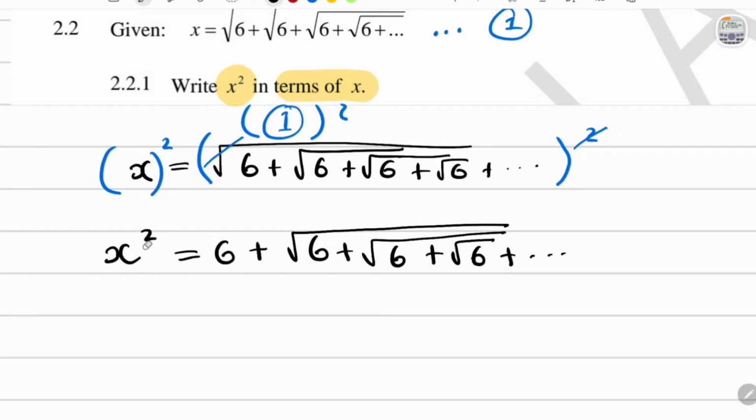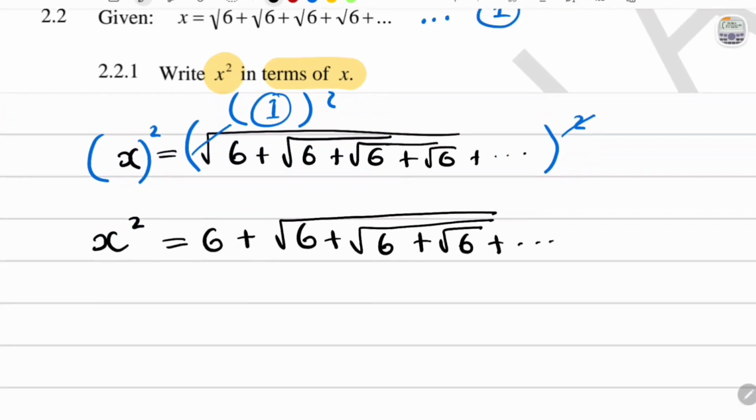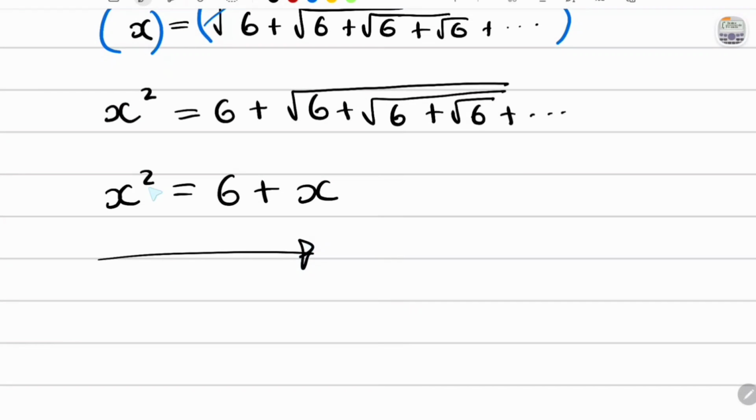Remember that they said write x squared in terms of x, right? We have that x squared part. That is the subject. But how can this be in terms of x? Do you remember that they told you that x is equal to the square root of 6 plus the square root of 6 plus the square root of 6? Where do you see that in this equation? That would be this part. That is the square root of 6 plus the square root of 6 plus the square root of 6 plus the square root of 6. It will keep going. So this is now x. So we can write this as x squared is equal to 6 plus x. That is our x. And that would be writing x squared in terms of x.